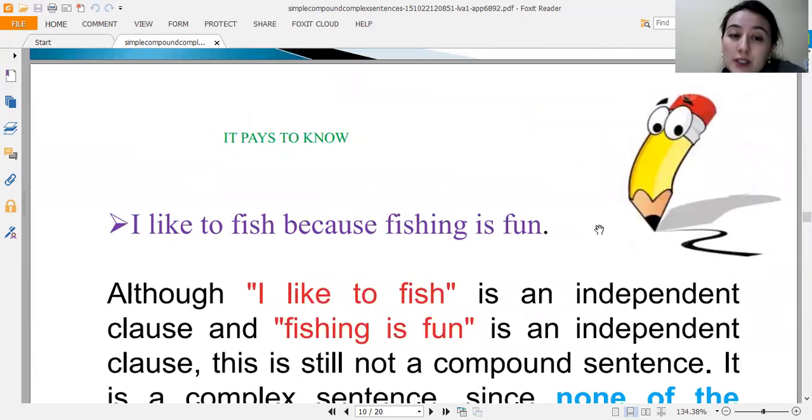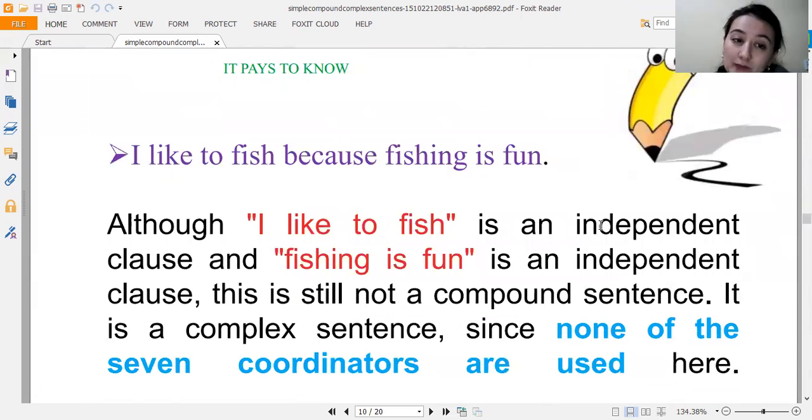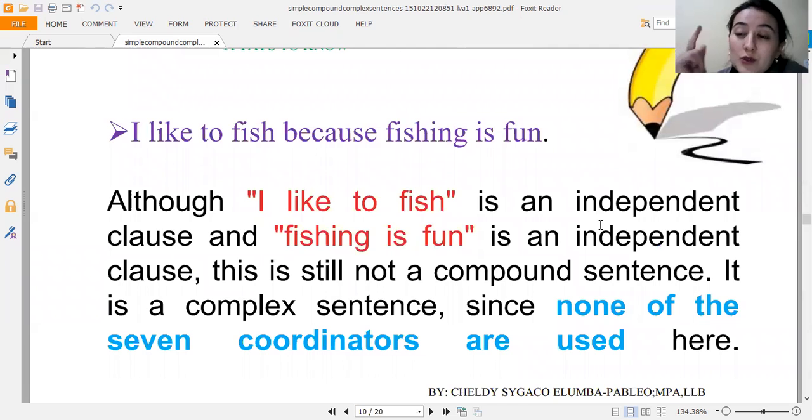I like to fish because fishing is fun. Also, "I like to fish" is an independent clause, and "fishing is fun" is an independent clause. This is still not a compound sentence. This is still a complex sentence. Why? Because none of the seven FANBOYS coordinators are used. So FANBOYS coordinators join two independent clauses. There are two main rules for a compound sentence. Because is not in the list of FANBOYS coordinators.